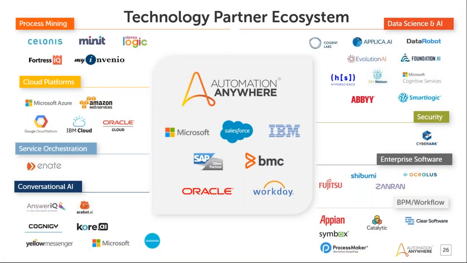And here we are not talking about just using the Automation Anywhere platform. This is where we are well connected in the technology partner ecosystem. You can see we are partnered up with different process mining companies, cloud platforms, service orchestration, conversational AIs, data science, and different enterprise software. So it makes it easy for you to build automation with all these platforms. So that's where the power of this partnership and the ecosystem comes in.